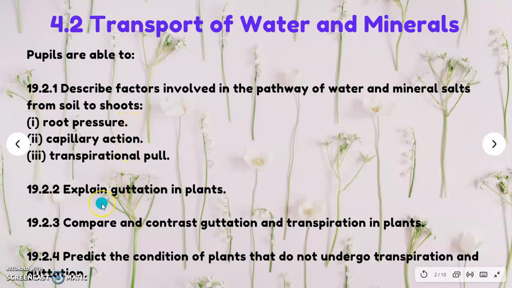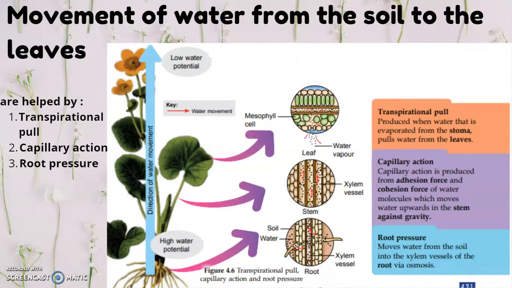Number 2, explain guttation in plants. Number 3, compare and contrast guttation and transpiration in plants. And then number 4, predict the condition of plants that do not undergo transpiration and guttation. Let's go to the movement of water from the soil to the leaf. So how does water move from the soil to the leaf? That is what we are going to discuss now.